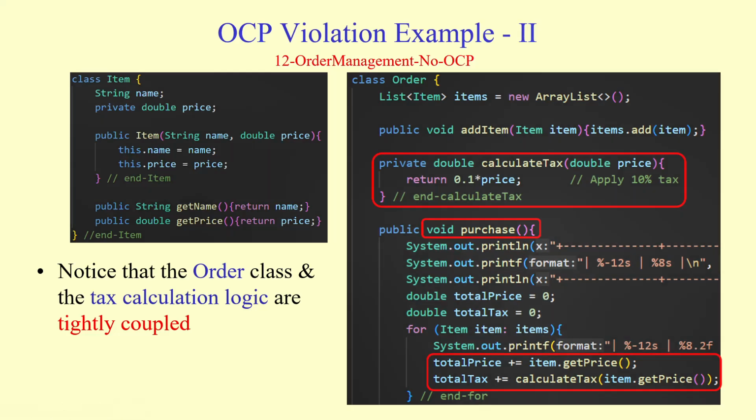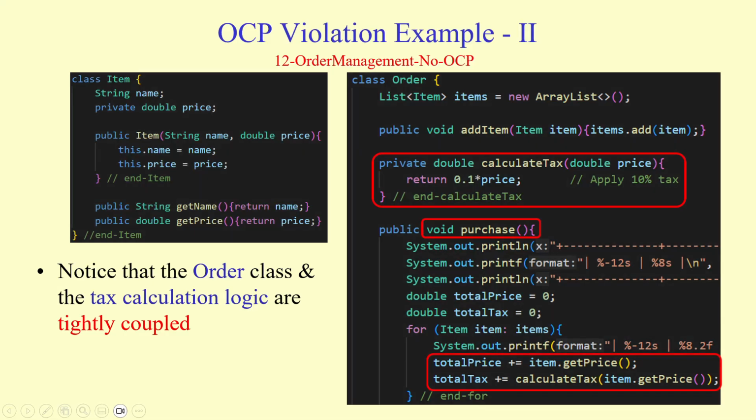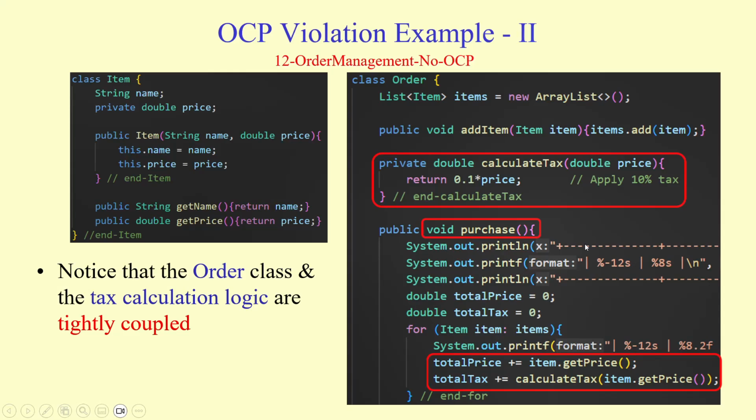As a second example of a class that violates the open-closed principle and therefore requires constant change, we look at this order management application where we've got items. Each item has a name and a price, and we've got this Order class that stores a list of items and then has a purchase method that finalizes the purchase by adding up the price of every item and then computing the tax, and finally printing out the total amount and the amount of tax that needs to be paid.